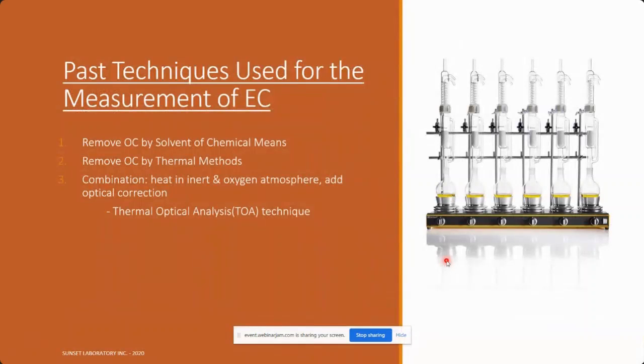Some of the main past techniques for quantifying EC and OC measurements is the image that you might see here on the right. This is an extraction apparatus. It's quite tedious to do, where the laboratory technician might add a sample inside this Soxhlet extractor and extract, and then run on some sort of analytical instrument, such as a GC mass spectrometer.